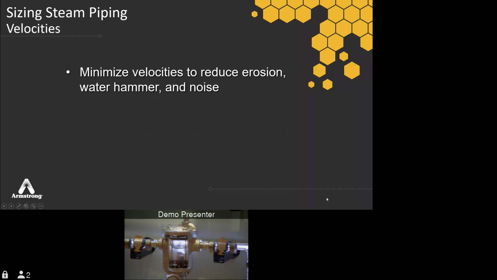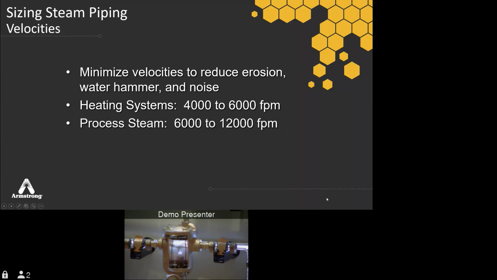Velocities, and you want to minimize the velocities, again, water hammer and noise reduction, but some of the rules in heating systems, you can use lower velocities, 4,000 to 6,000 feet per minute are recommended. In process steam, that's going to pick up. If you stay between 6,000 and 12,000 feet per minute, you're in safe territory. Once you start to hit above 15,000 feet per minute, now there can be issues. And I think those are the things you want to avoid.